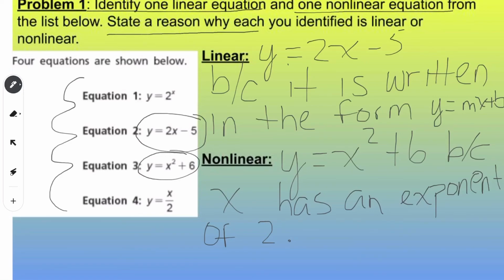Besides the 2 examples I chose, can you guys think of any other equations that are nonlinear or linear? You could jot it down on your notes, or you can keep it in your head.